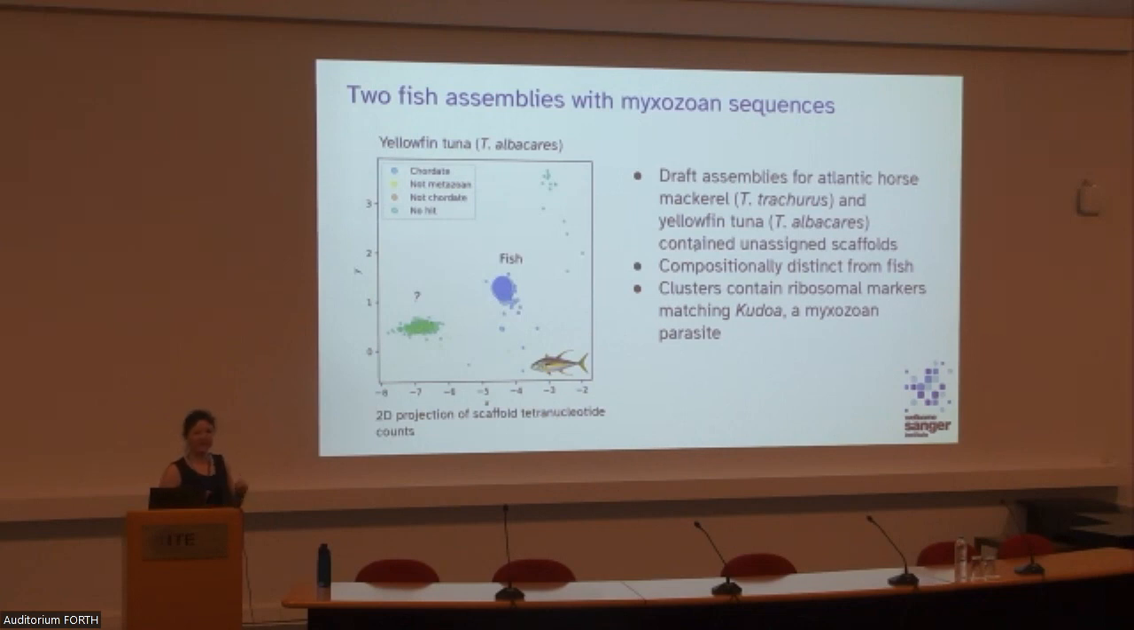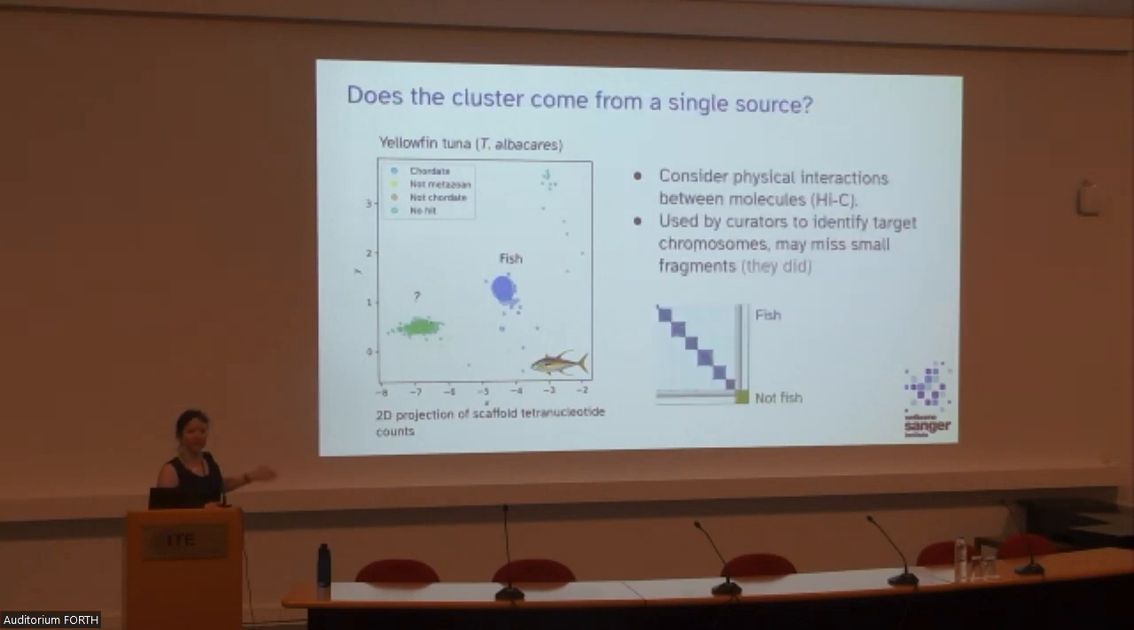And the only sort of hint as to what might be in this cluster is that there are some ribosomal sequences that match Kudoa, which is a myxozoan parasite that happens to infect marine fish. So the question was whether we can work out whether the other sequences in that cluster, because the composition is kind of all over the place, come from the same source.